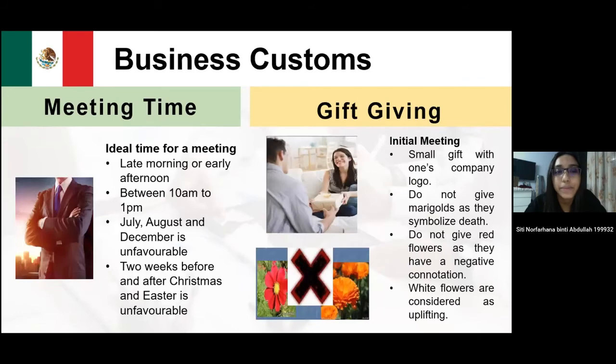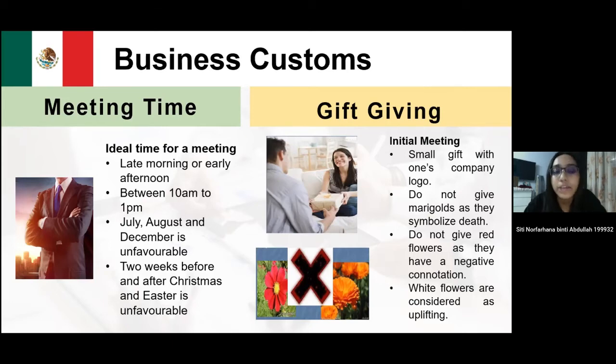Moving on to the next slide. As for meeting times, the ideal time for a meeting is late morning or early afternoon, between 10 a.m. and 1 p.m. July, August, and December are unfavorable, and two weeks before and after Christmas and Easter are also unfavorable because it is holiday time.